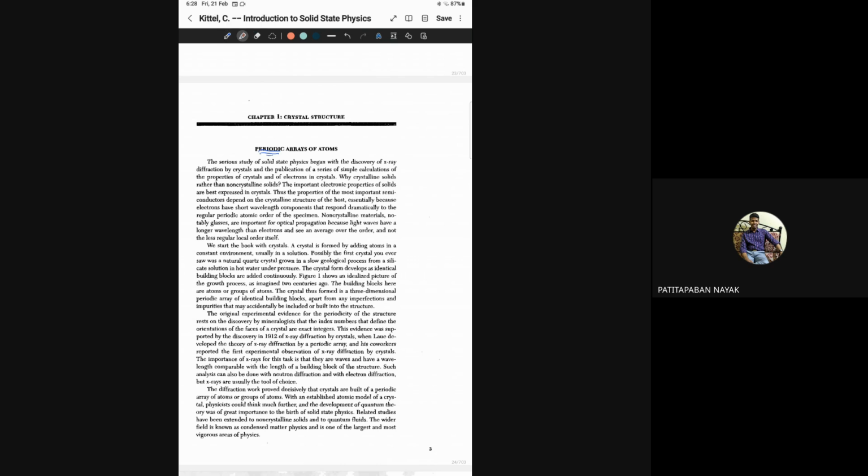A crystal is formed by adding atoms in a constant environment, usually in a solution. Possibly the first crystal you ever saw was a natural quartz crystal grown in a slow geological process from silicate solution. Quartz, most of the time, the first crystal we have seen, I would think, is either the salt or the quartz.